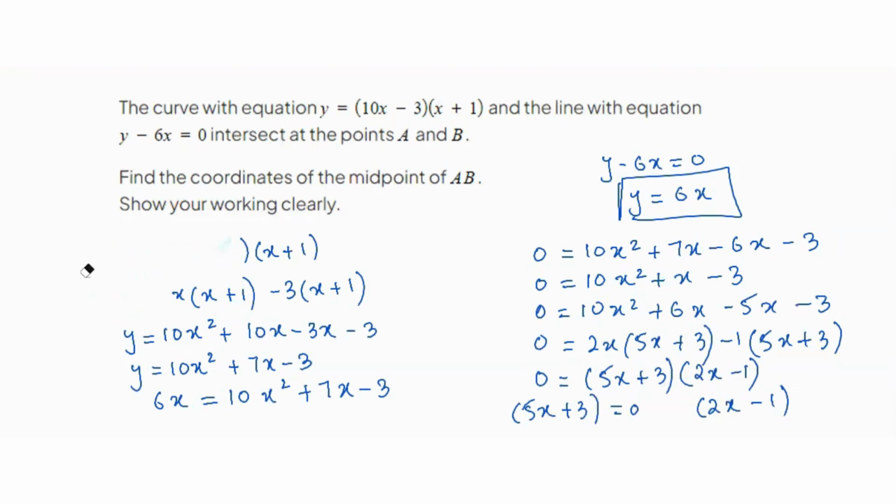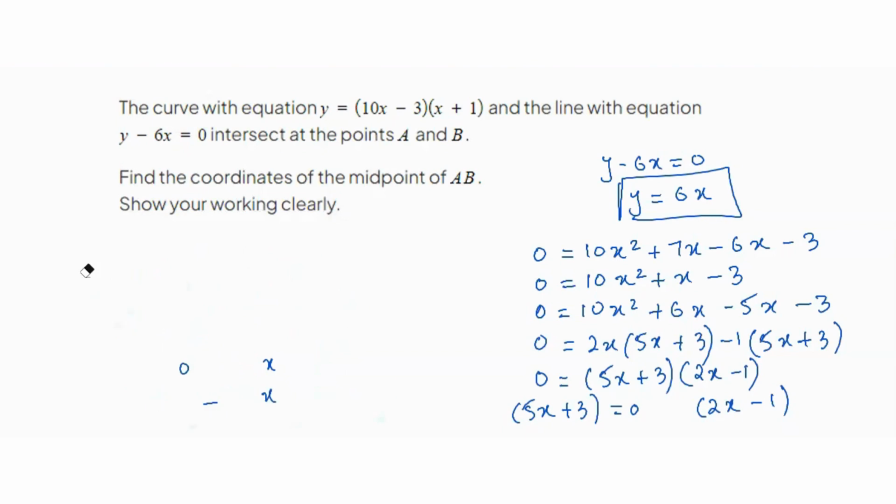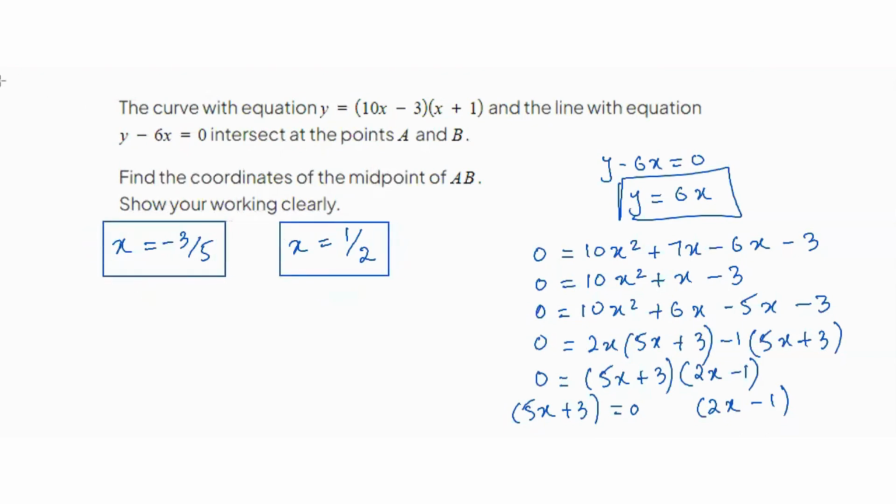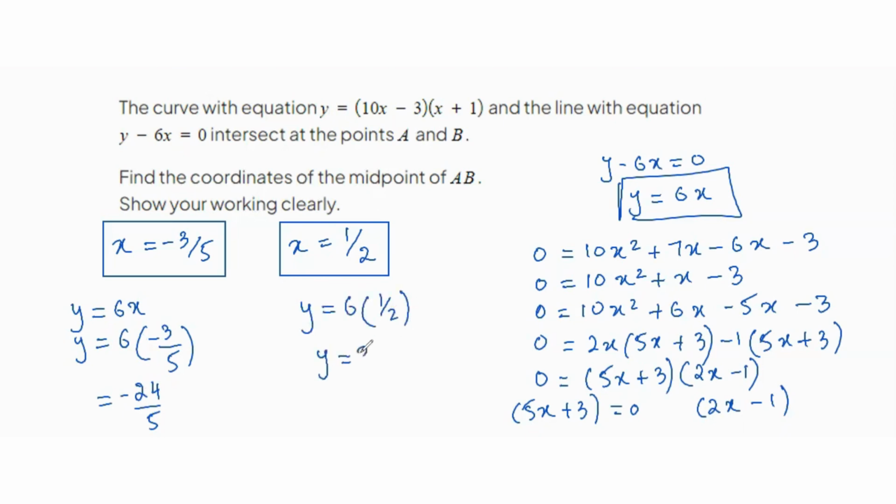So now what we're going to do is erase this part over here. And one value of x is going to be negative 3 over 5. And the other value is going to be 1 over 2. So these are the x values. So now we have to find the corresponding y values. That can be done using this equation y equals 6x. So for negative 3 over 5, your y value is negative 24 over 5. And for x equals 1 over 2, your y value is 3.